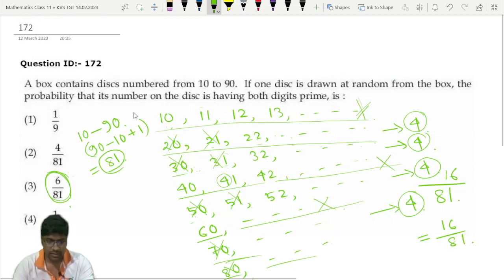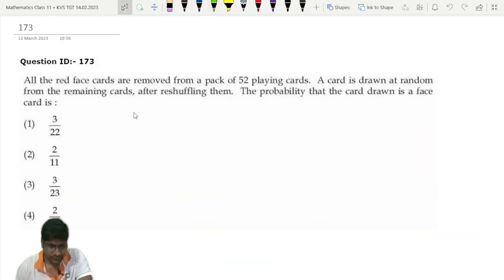Question number 173. All the red face cards are removed from a pack of 52 playing cards. A card is drawn at random from the remaining cards after reshuffling them. The probability that the card drawn is a face card is what? All the red face cards are removed. So total number of face cards are 12. You have to remember this information. In order to solve problems from probability, you have to remember some information regarding playing cards.